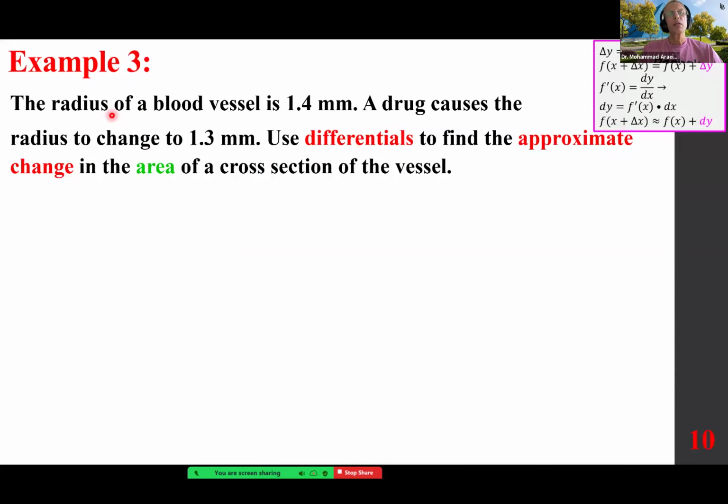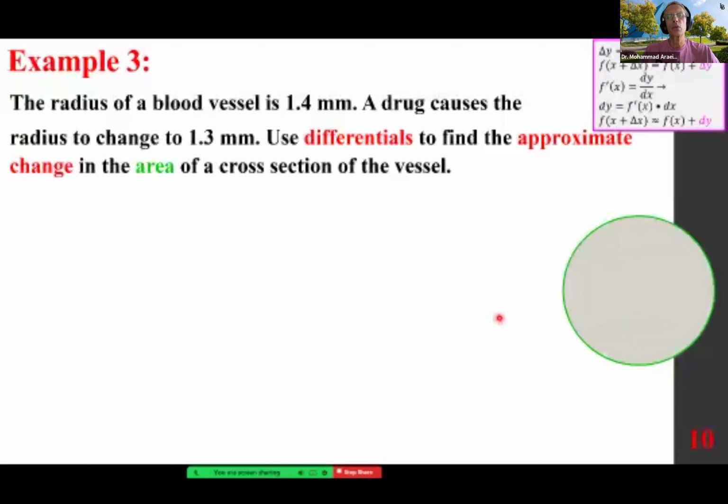The radius of a blood vessel is 1.4 millimeters. A drug causes the radius to change to 1.3 millimeters. Use differentials to find the approximate change in the area of a cross-section of the vessel. So it's a circular shape. That's the area of a cross-section with the radius originally being 1.4 millimeters.